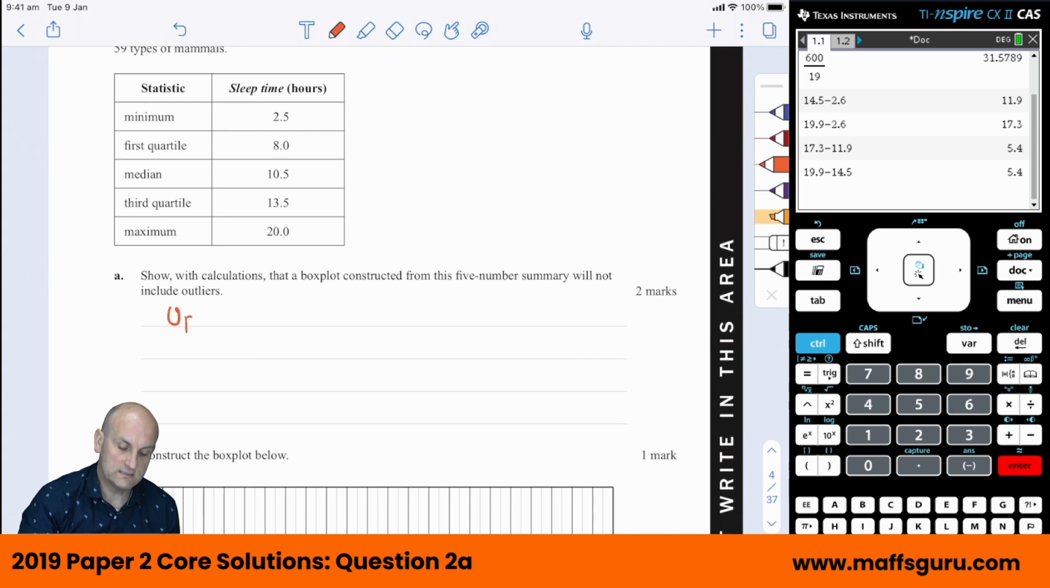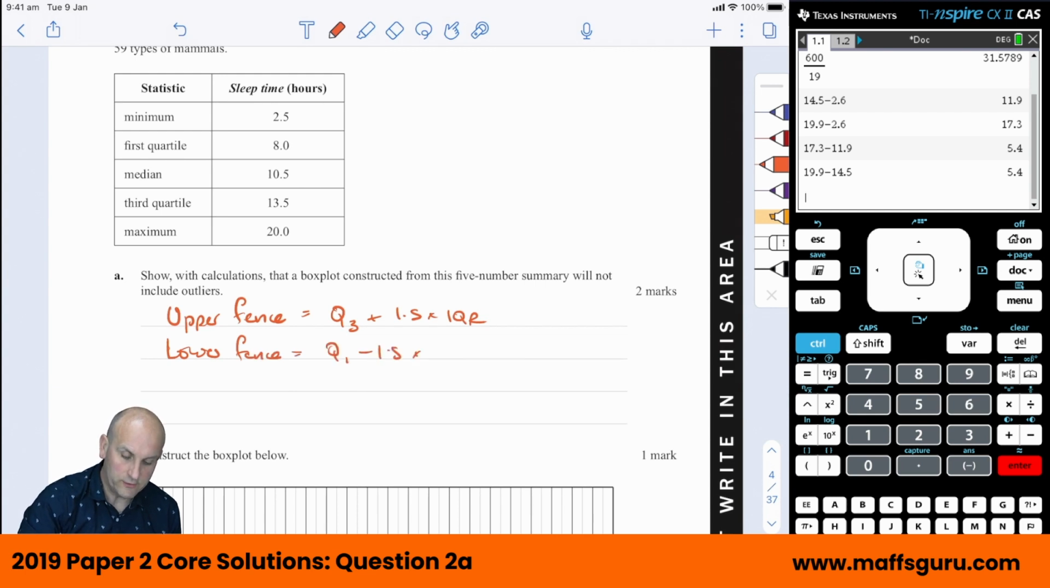What do we notice? So we know that our upper fence, and it says to show calculations, what's the value for my upper fence? Q3 plus 1.5 times the IQR. My lower fence would be Q1 minus 1.5 times the IQR. So let's find the IQR.